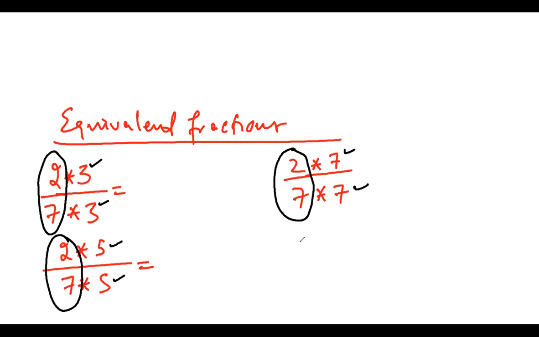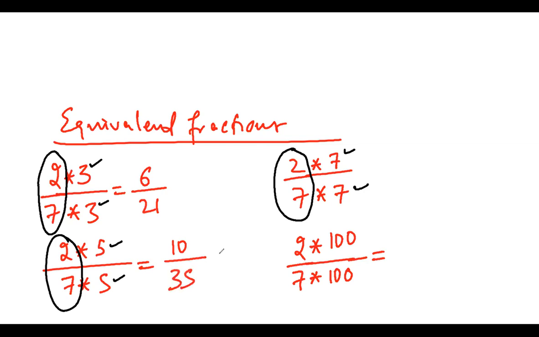Yes. So for example, 2 by 7. You can even multiply 2 and 7 by, let us assume you multiply the numerator and denominator by 100. So the answers that you will get, these are called equivalent fractions.